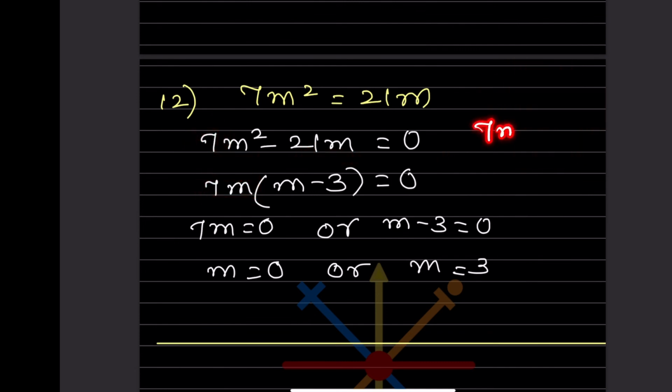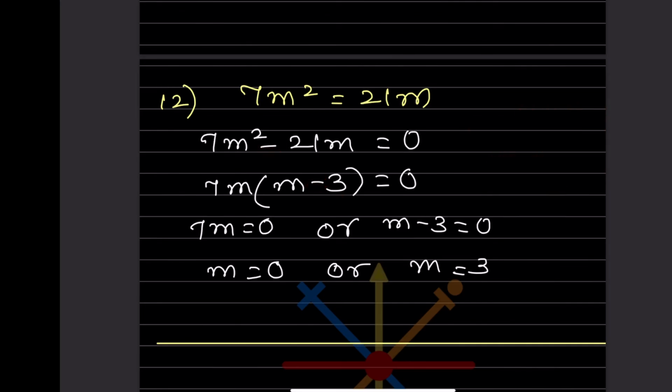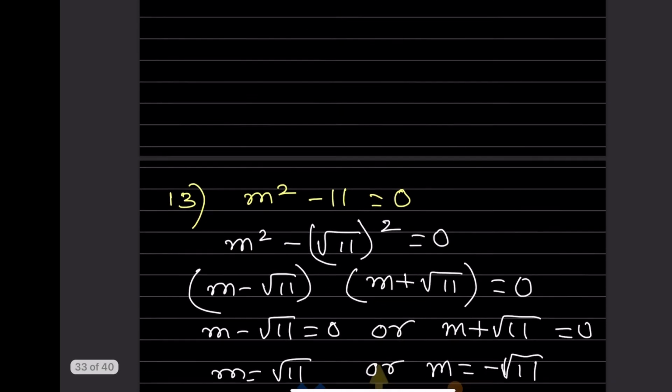Now see here, 7m square we can write as 7 into m into m. And here 21m means 3 into 7 into m. So what is common? 7 is common and m is common. What remains is m here and 3 here. So you put m minus 3 in the bracket, since this is minus. And this is going to be 0. So 7m is 0 or m minus 3 is 0. If you solve this one, 0 divided by 7 means it is going to be 0, and the other is going to be 3. So these are the roots of the equation.